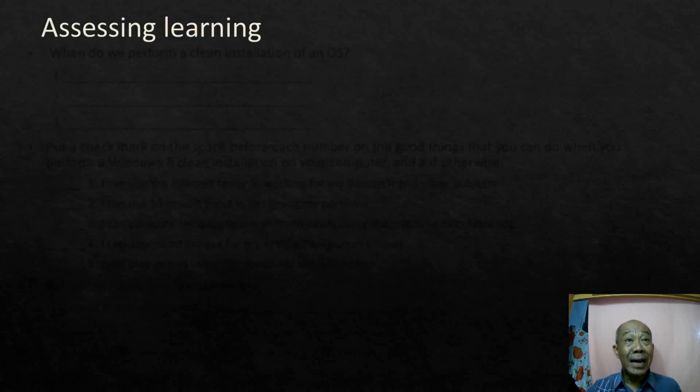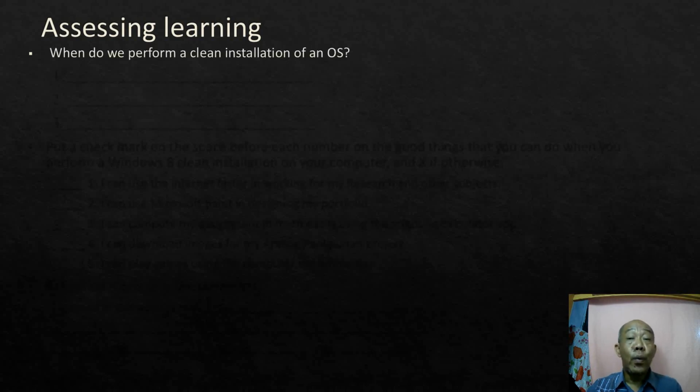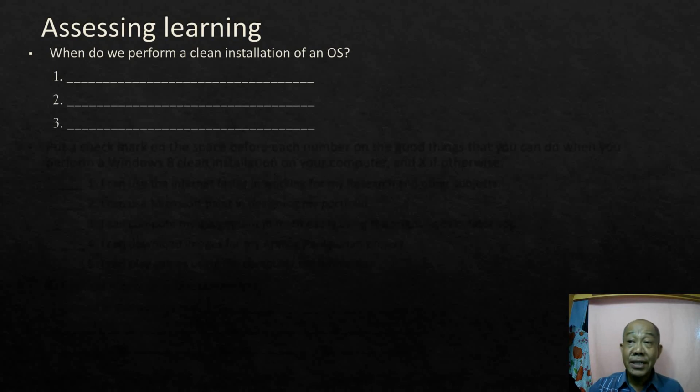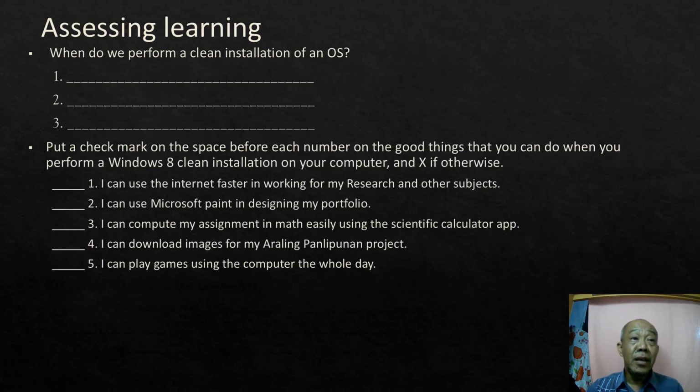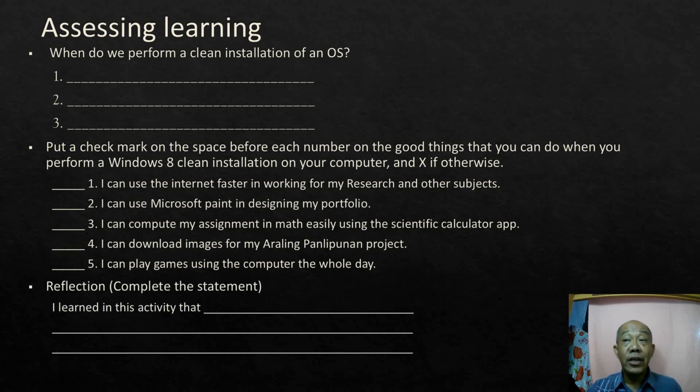Now for our assessing learning, I'm going to give you questions. Number 1, when do we perform a clean installation of an OS? So I'm going to require 3 answers. And for the next question, you're going to put a check mark on the space before its number. Okay, so there are 5. And for the last one, number 3, you're going to give me your reflection. So you're going to complete the statement.